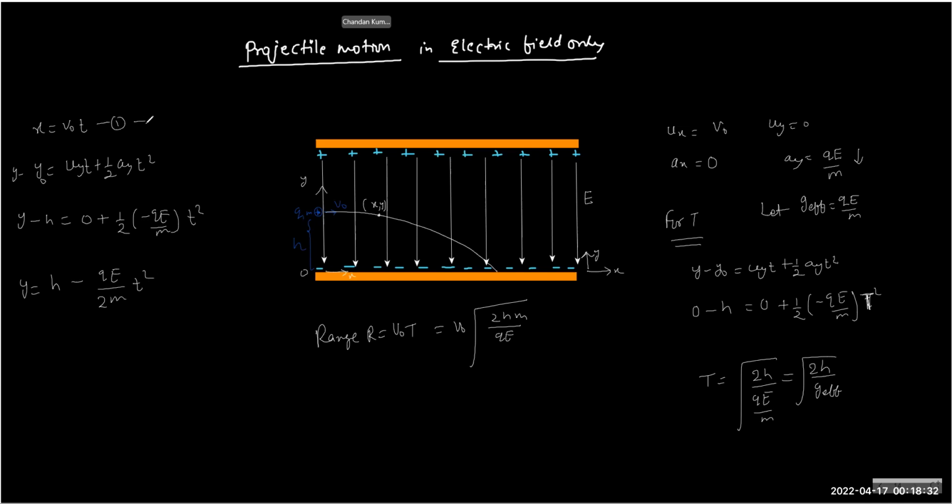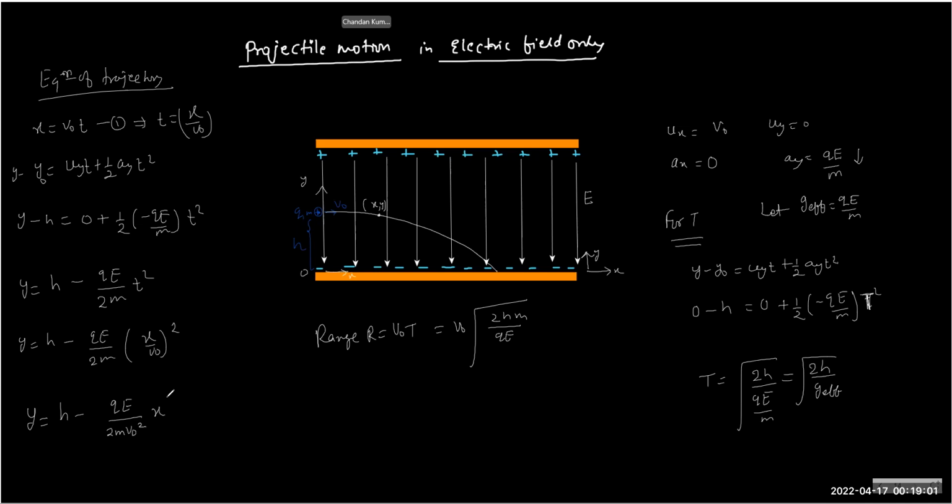And from here we can get t equals x by v naught. We are trying to find the equation of trajectory. We have done this before, but let's do it again. The trajectory means the relation between x and y, and we can have t as x by v naught whole square. So y equals to... Yes, sir. This is the equation of trajectory.